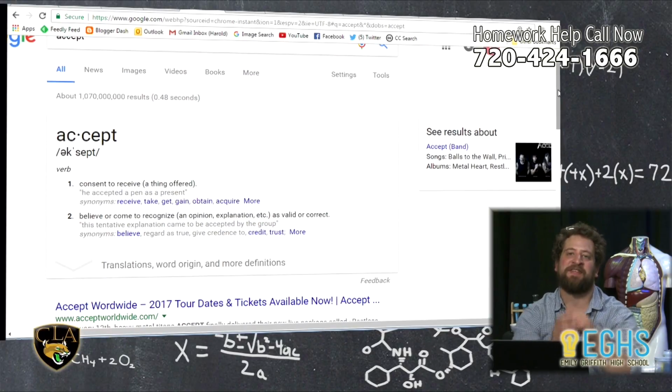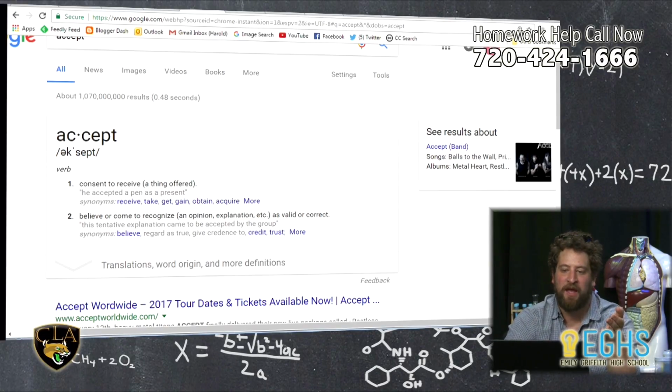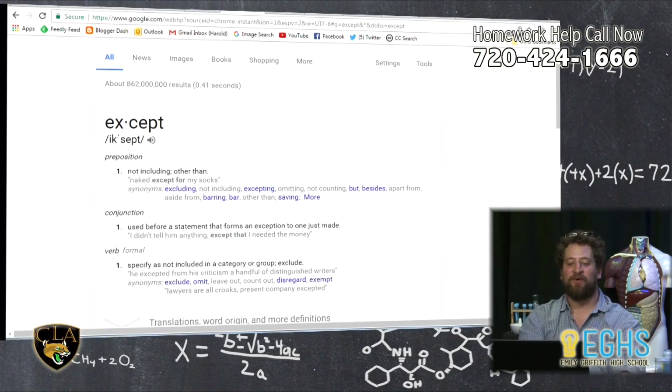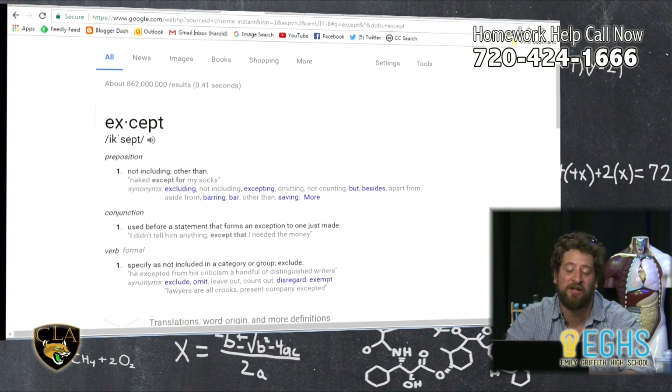Let's just look briefly at the difference in definition between accept with an A and except with an E. So accept with an A gives us two definitions here. We have consent to receive, so being okay with receiving something, or coming to believe something, coming to recognize something. Except with an E, as defined by Google, the major definition really is going to be just not including, or not being included.